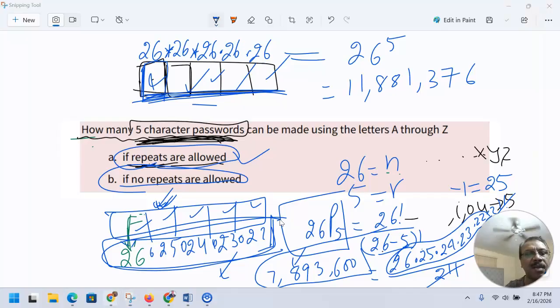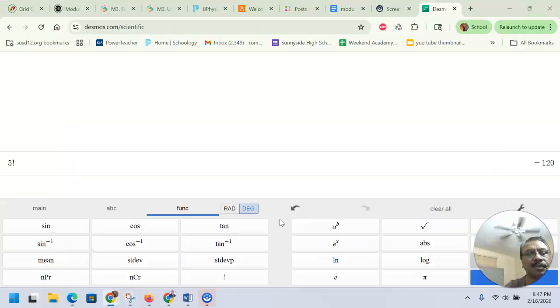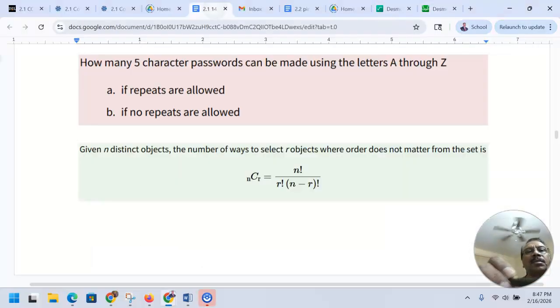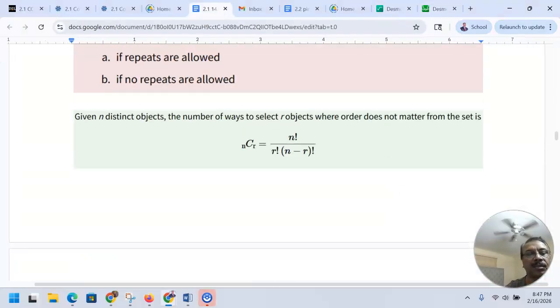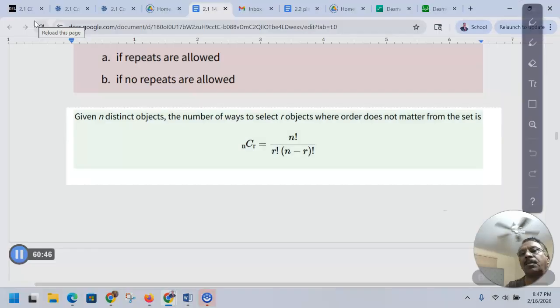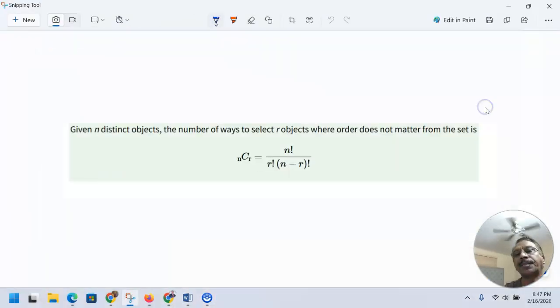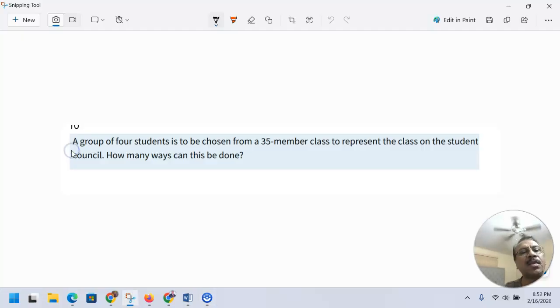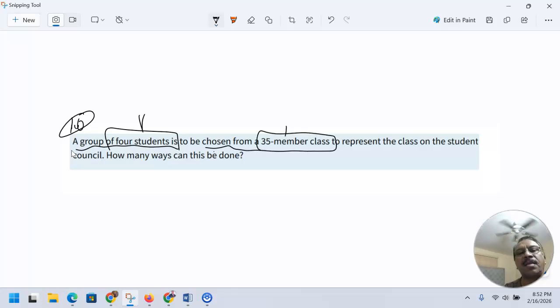Let's go to the meaning of combination. So this is example number 10. A group of four students, so that means this is your R. Remember, this is your R. Is to be chosen from a 35 member class. So that's the N, to represent the class on the student council. Okay, so how many ways can this be done?